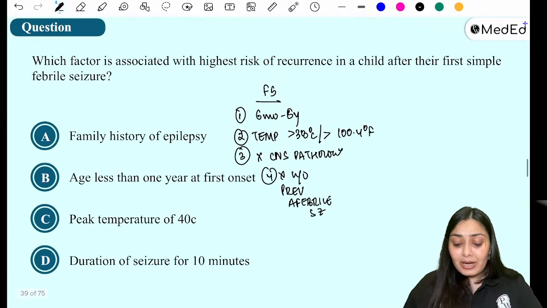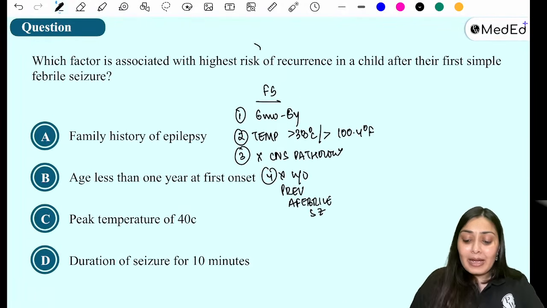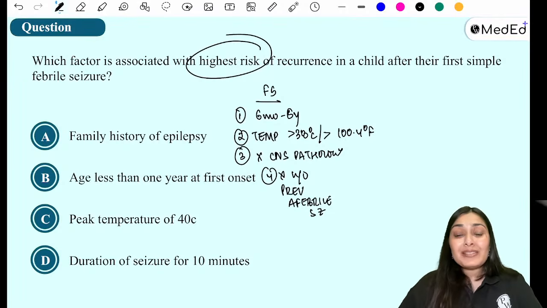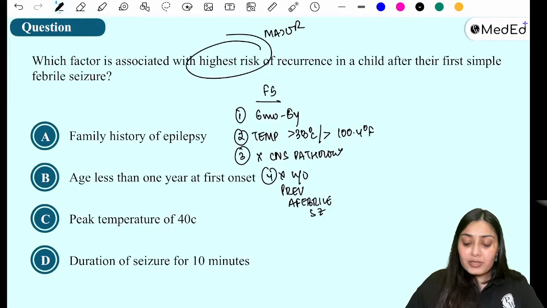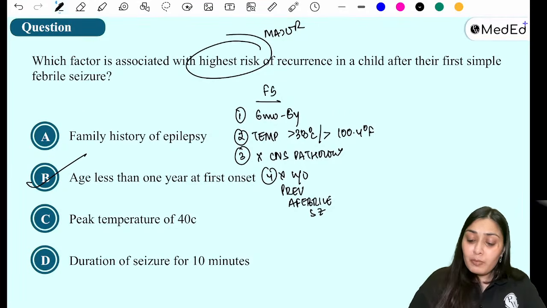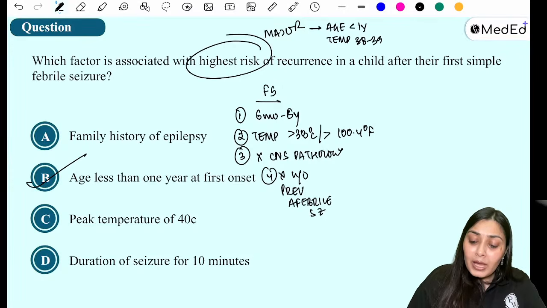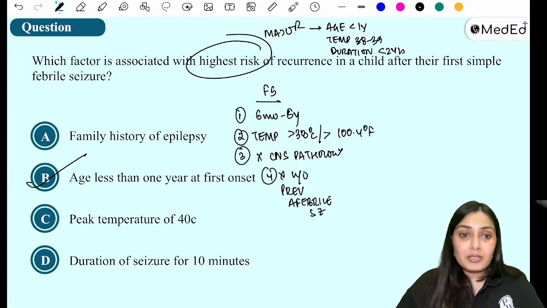So in this question, they are asking which of these has the highest risk. That means they are asking about the major risk factor. So can you spot the major risk factor? Yes, option B, age less than 1 year. So remember these major risk factors: age less than 1 year, temperature 38 to 39, and duration of fever less than 24 hours. These are the major risk factors.